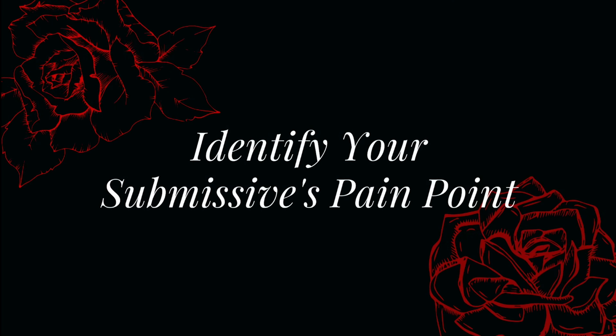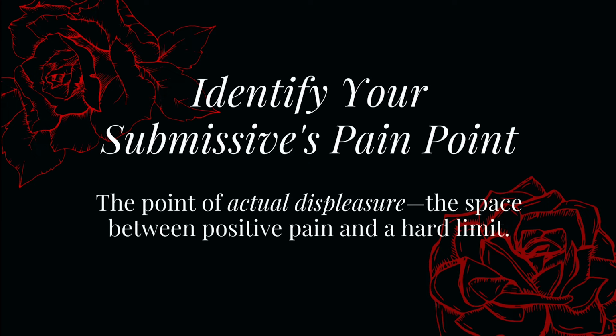So once you've set a very clear boundary, expectation, or protocol, your submissive understands it, and they have the capability of being obedient to it, the next step here is to identify your sub's pain point. Your sub's pain point is the point of actual displeasure. It's the space between positive pain and a hard limit. When we are talking about punishing a masochist, a lot of newbie doms especially think that it's absolutely impossible because they think physical punishment. Well, my masochist likes physical sensation. They like being whipped. They like being swatted. They like these things. So what do I do? How do I punish? You punish at the pain point.